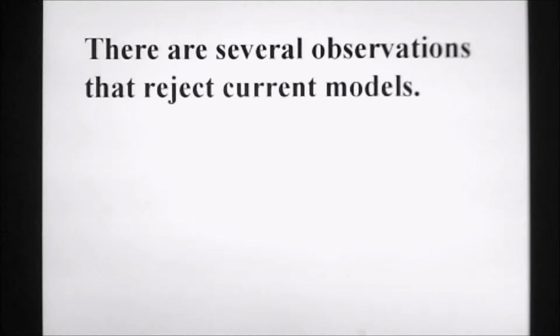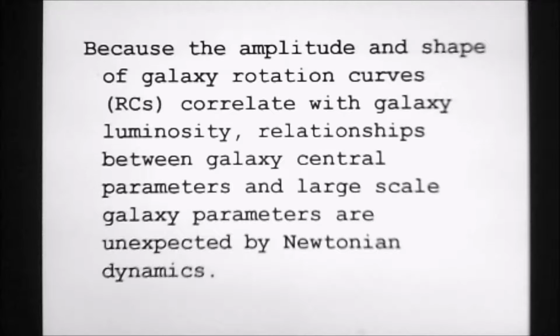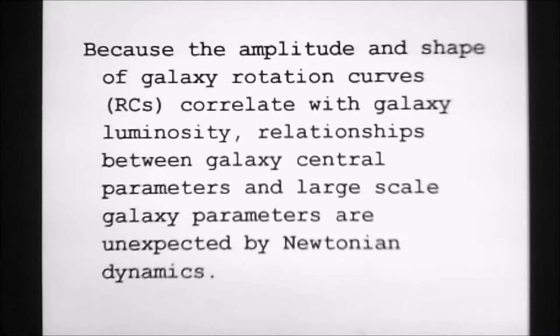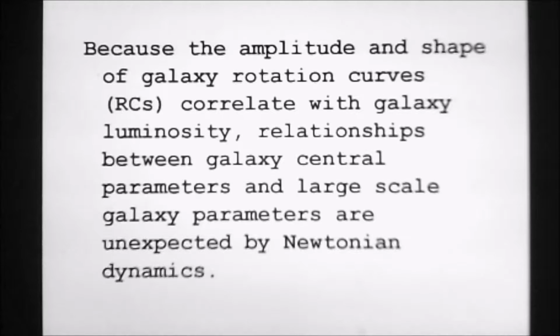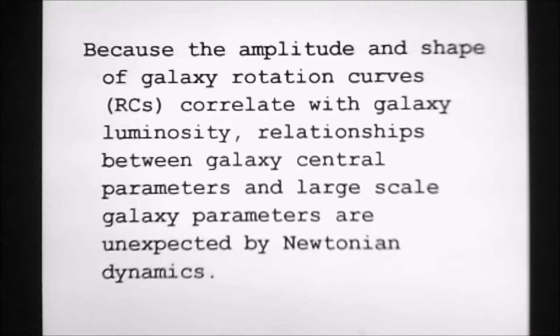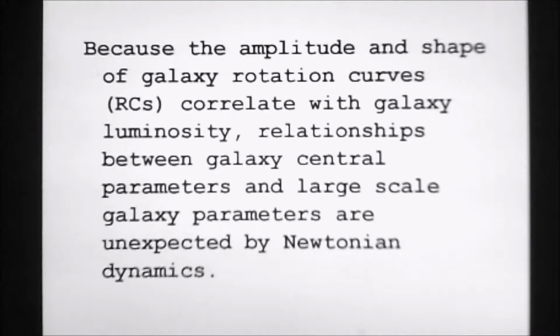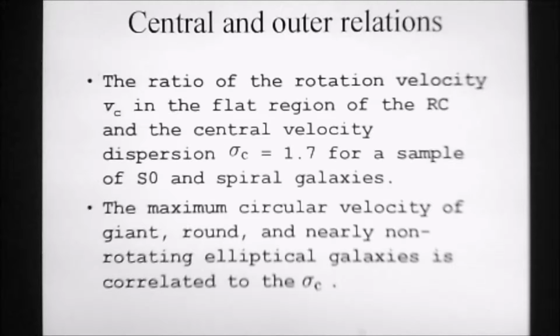There are several observations that reject current models of the central galaxy parameters. Here we're going to take a look at a few measurements that authors have made that are inconsistent with current models. Because the amplitude and shape of galaxy rotation curves correlate with galaxy luminosity, relationships between galaxy central parameters and large-scale galaxy parameters are unexpected by Newtonian dynamics.